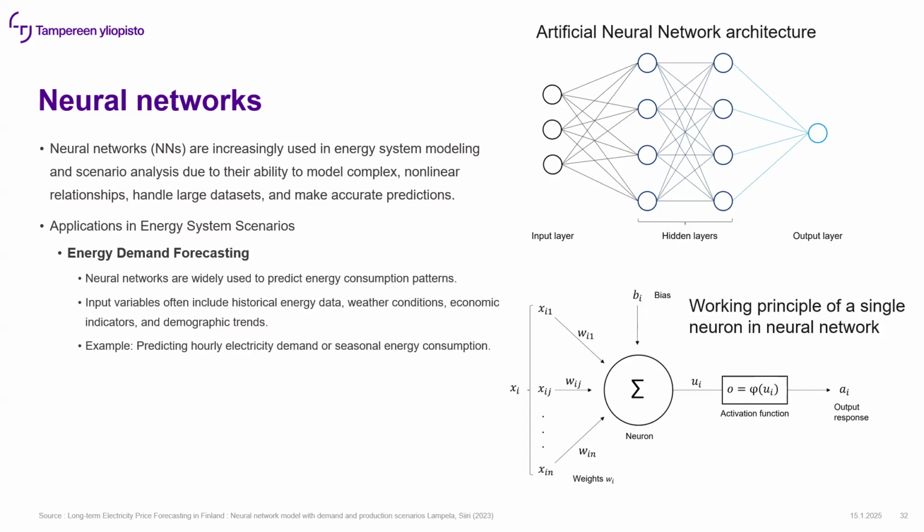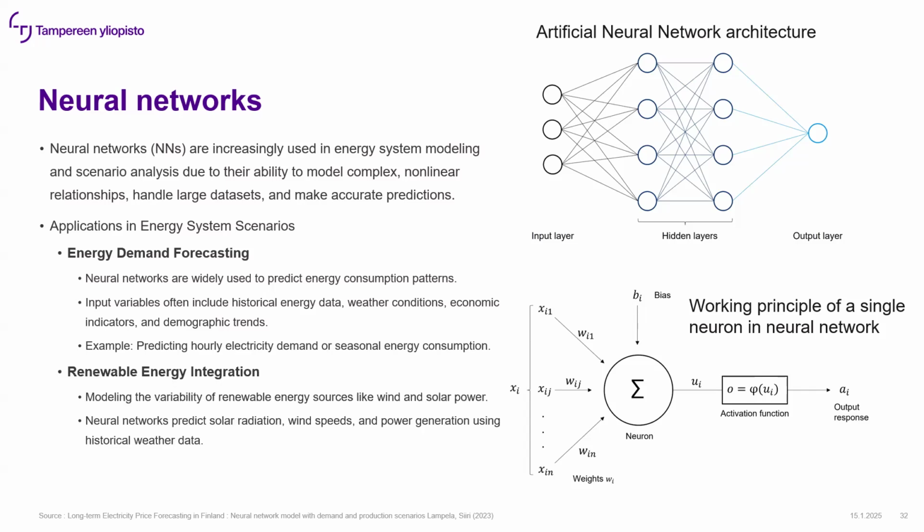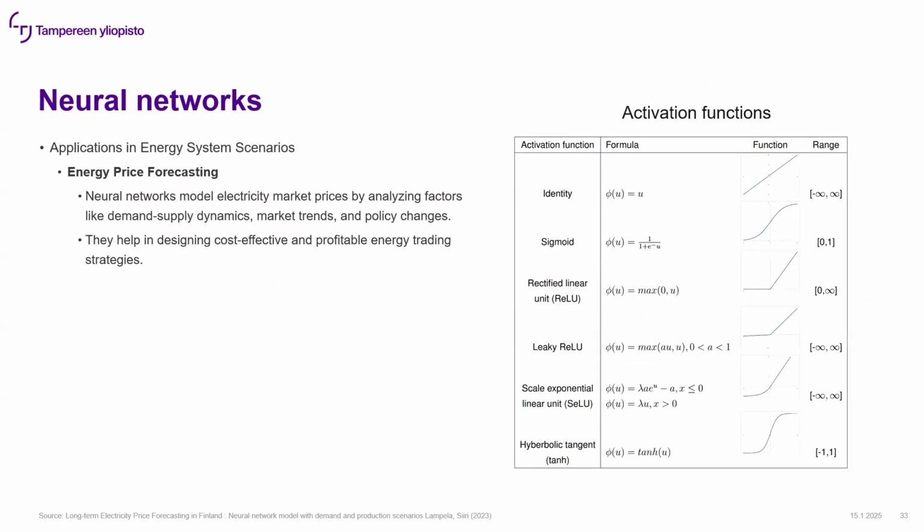So, energy demand forecasting. They're widely used to predict energy consumption patterns, with input variables like historical energy data, weather conditions, economic indicators, and so forth. Renewable energy integration, so they can be used to model the variability of renewable energy sources. If you want to dive deeper into the activation functions, see Siiri Lampela's master's thesis, long-term electricity price forecasting in Finland, neural network model under demand and production scenarios. It covers pretty much the whole topic of this lecture.